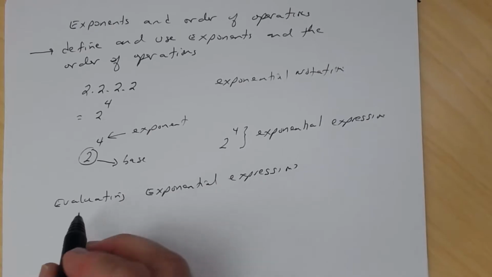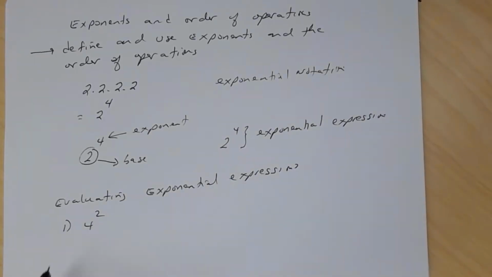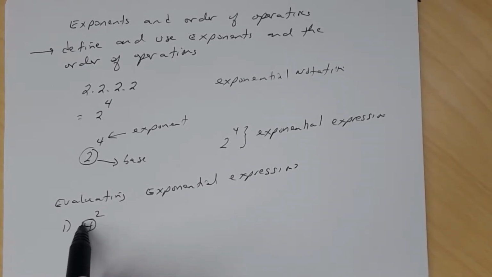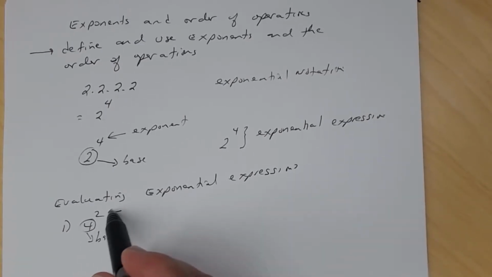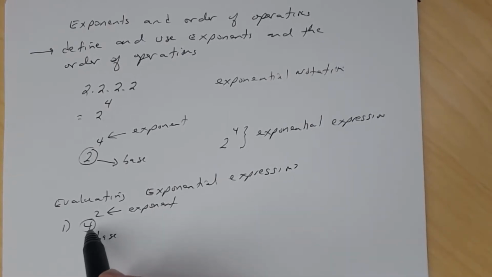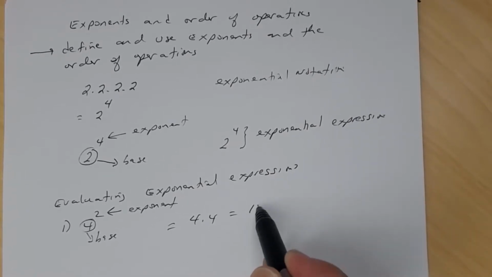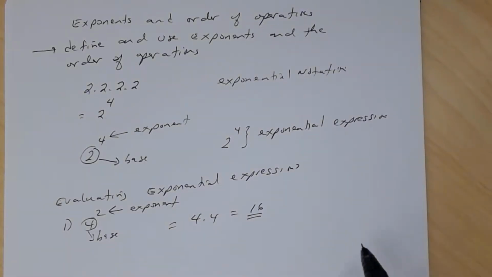Okay, suppose I had, number 1, 4 to the 2nd power. 4 squared, 4 to the 2nd power. Remember the base is 4. There's your base right here. So that's your factor, and the exponent tells you how many times it occurs. What that means is 4 times 4, which is 16. So the answer would be 16.